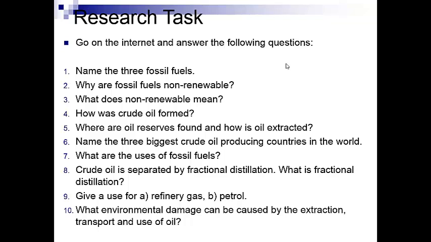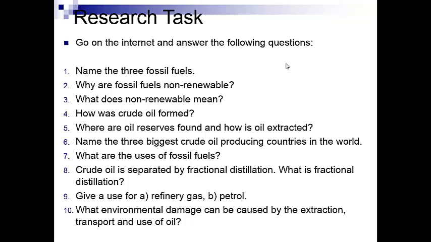I could just give you the answer for number 3. I'll go on to number 4. How was crude oil formed? Remember, you want to talk about dead plants, animals, temperature, pressure, bacteria, decomposition, some of the keywords you want to put in your answer. Where are oil reserves found and how is oil extracted? You can find the information at the start of this presentation. Name the 3 biggest crude oil producing countries in the world. So that's for your research.